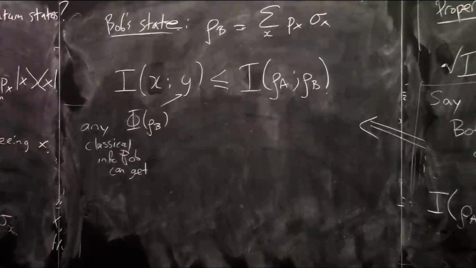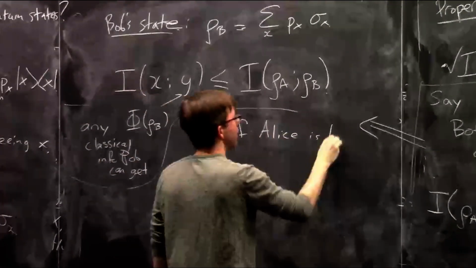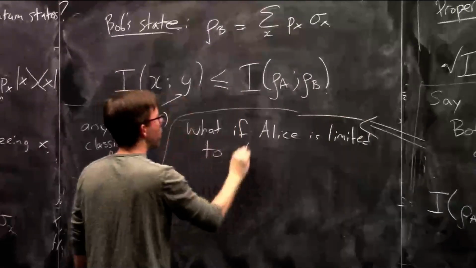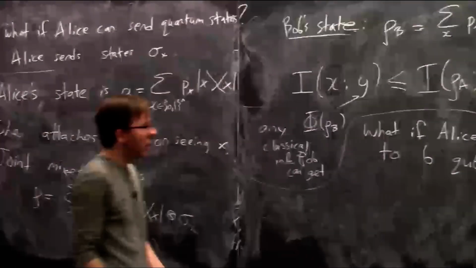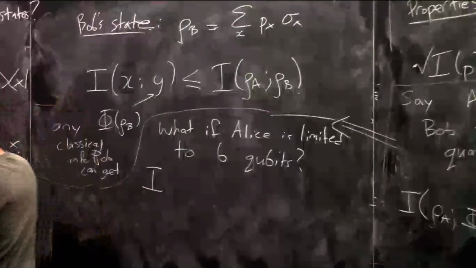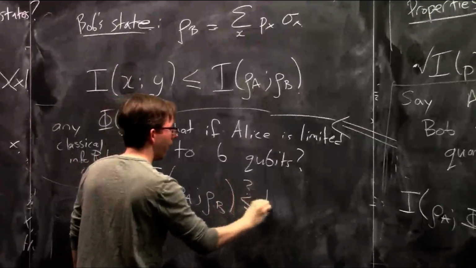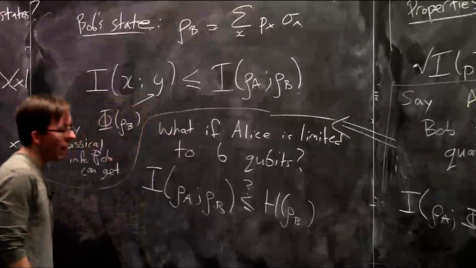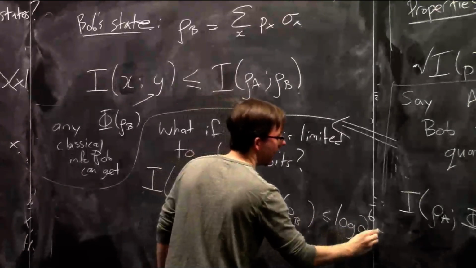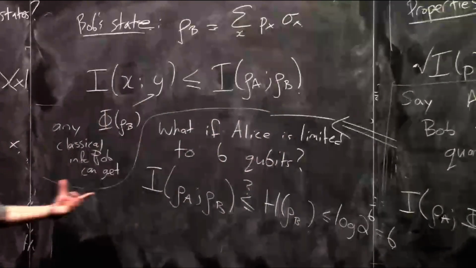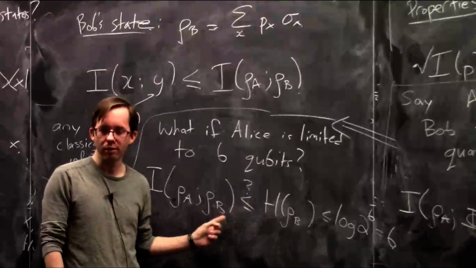Now we can ask the same question. What if Alice is limited to sending b qubits? In other words, all the sigma x's that she sends over have to be at most b qubits. Now before, classically, we had this, and therefore this is at most log of 2 to the b, the dimension of a b qubit state, which is b. But this is exactly the thing which may fail due to the disturbing situation. So it seems that we cannot make this deduction, although we'd like to.